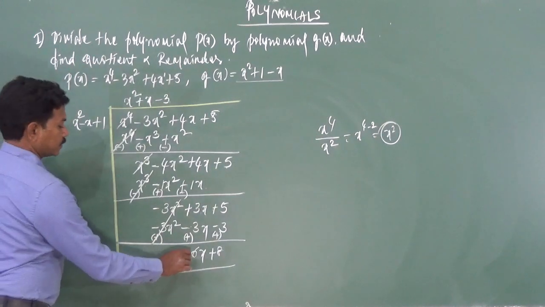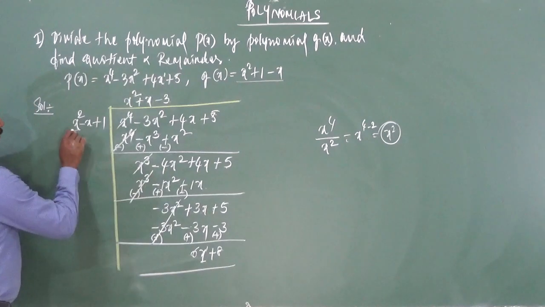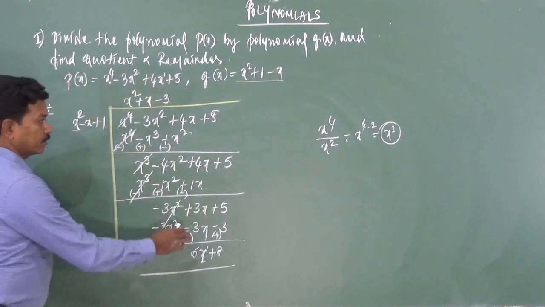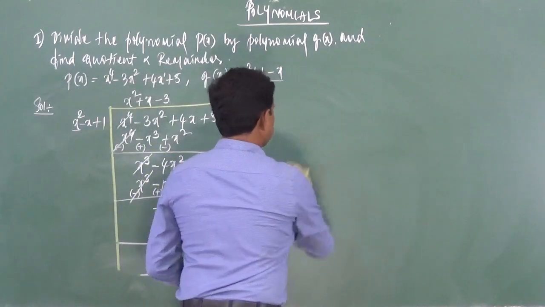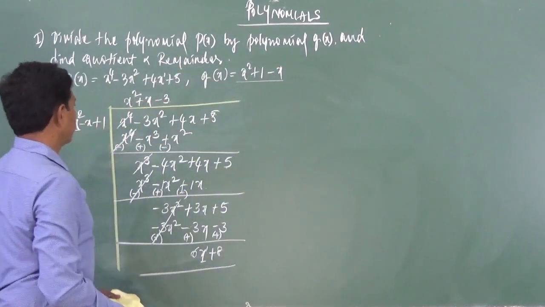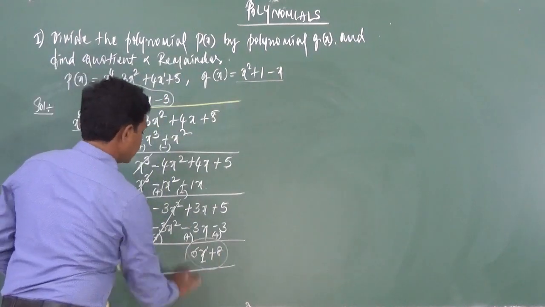Why does the division process stop here? Because the degree of the remainder is 1 and the degree of the divisor is 2. So therefore we cannot carry the division process. So now we are in a position to write the quotient and the remainder. So this becomes the quotient and this becomes the remainder.